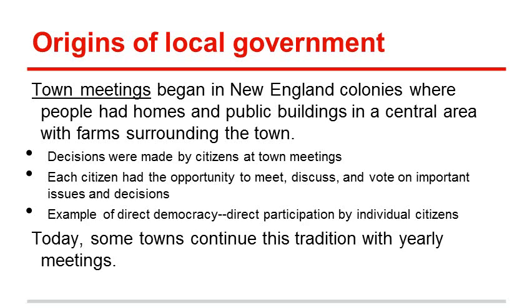Town meetings began in the New England colonies, where people had homes and public buildings in a central area with farms surrounding the town. Decisions were made by citizens at town meetings, and each citizen had the opportunity to meet, discuss, and vote on important issues and decisions. This is an example of direct democracy, or direct participation in the government by individual citizens. Today, some towns continue this tradition with yearly meetings, where people come together to talk and vote on issues just like they did in colonial times.